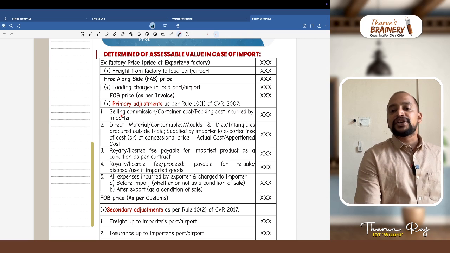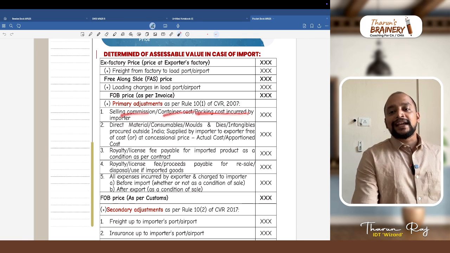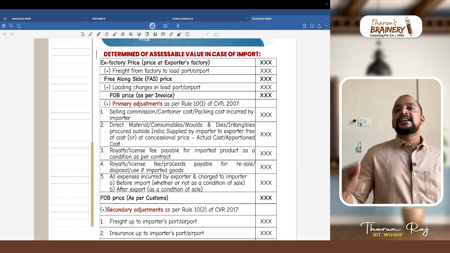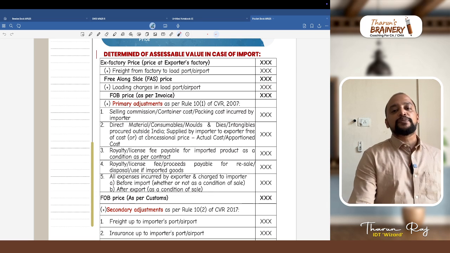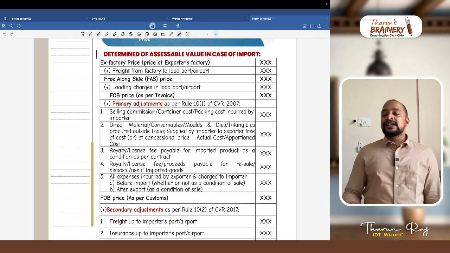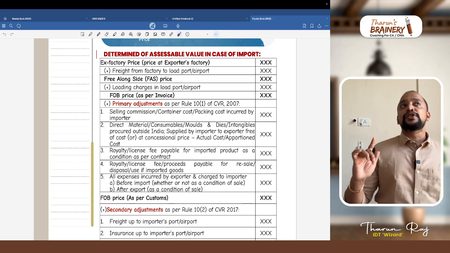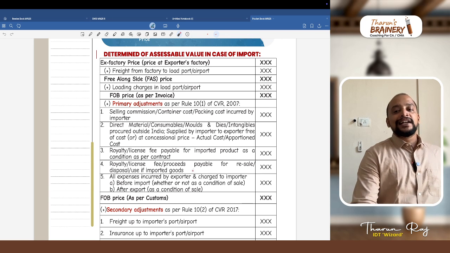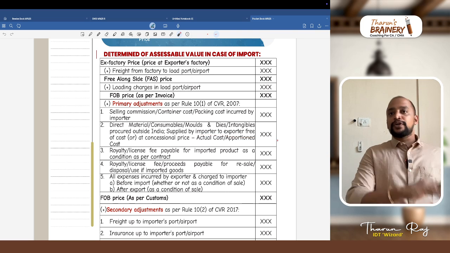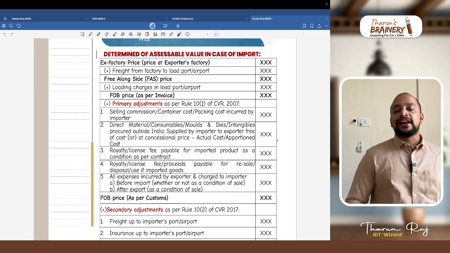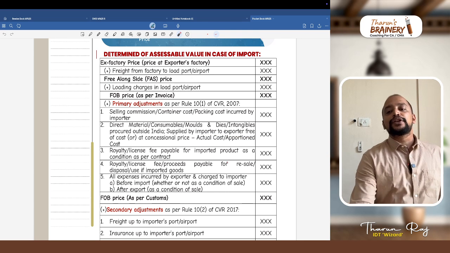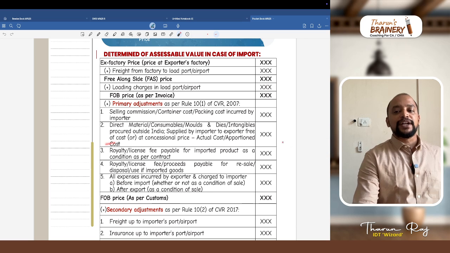First is selling commission, container cost, packing cost. These three expenses are incurred by the importer on behalf of the exporter. Then direct material, consumables, molds and dyes, and intangibles, but intangibles should be procured outside India, supplied by the importer to the exporter either free of cost or at concessional rate. Either full cost will be included or the apportioned cost will be included.